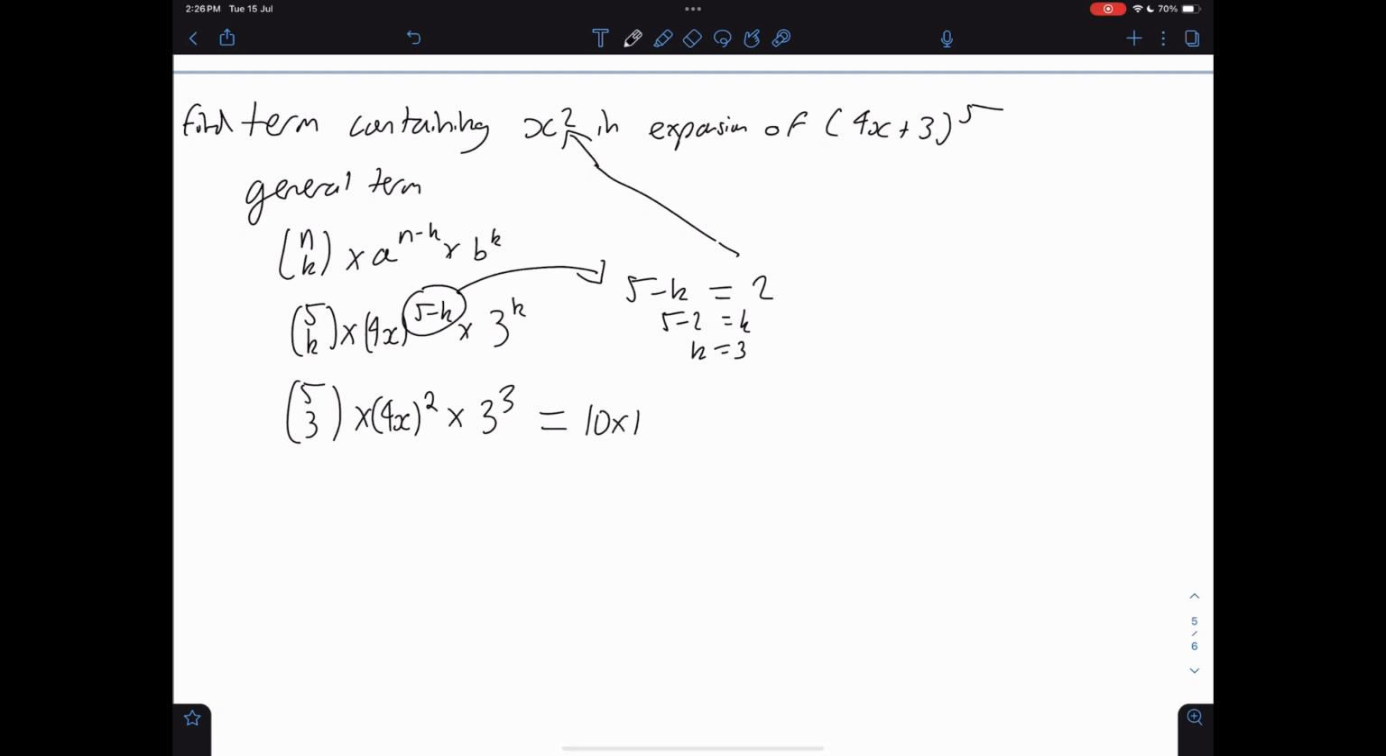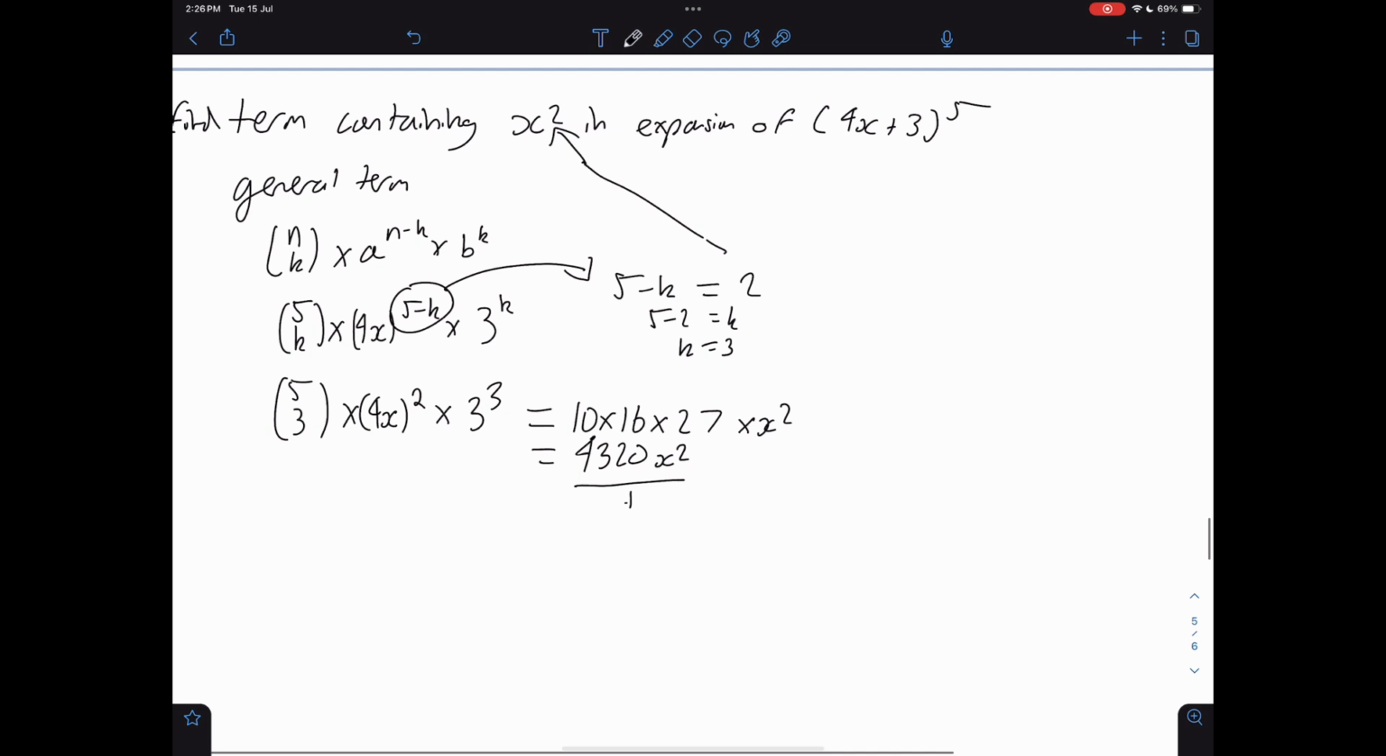So 5 choose 3, that's 10, so we multiply that by 16 and by 27, multiplied by x cubed. So that's going to give us 160 times 27, which is 4,320x cubed. And that is our term. Now 4,320 is the coefficient.